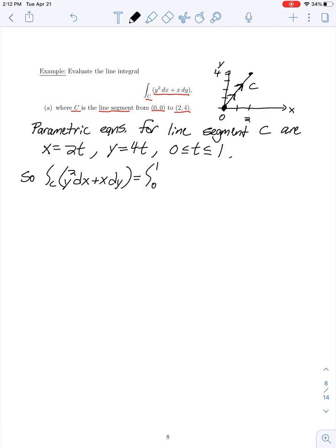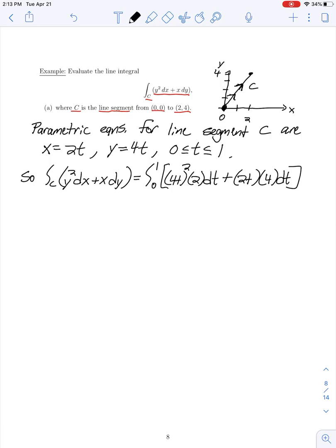So this becomes an integral with respect to t on the interval from 0 to 1. The first part of our integrand was y squared. So here y was 4t. We're squaring that, times the differential of x, which in this example, the derivative of x is 2, times the differential of t. And then we add x, which was 2t, times the differential of y. So here y prime is 4 times our differential of t to get dy.